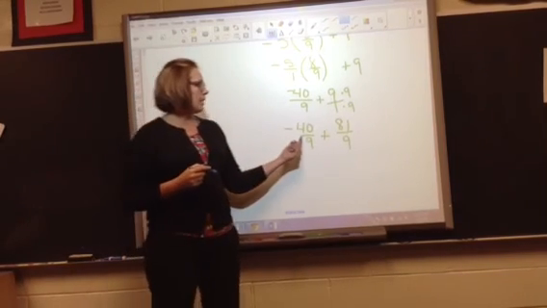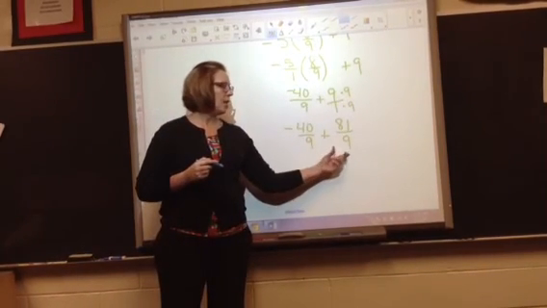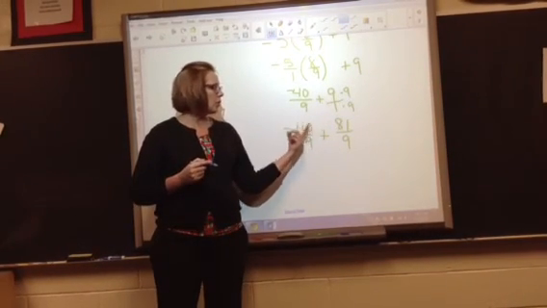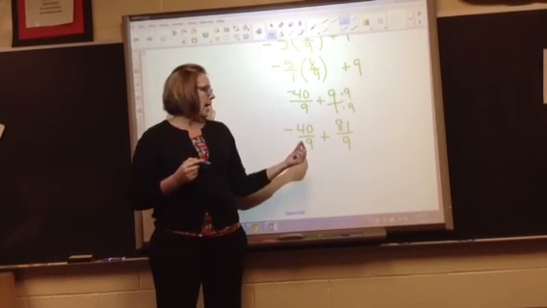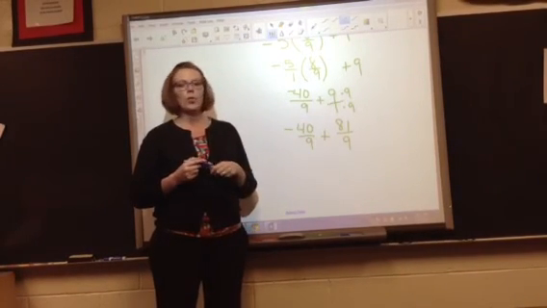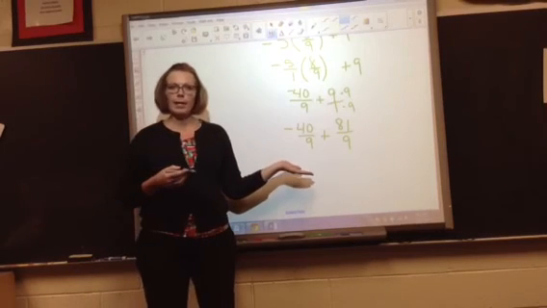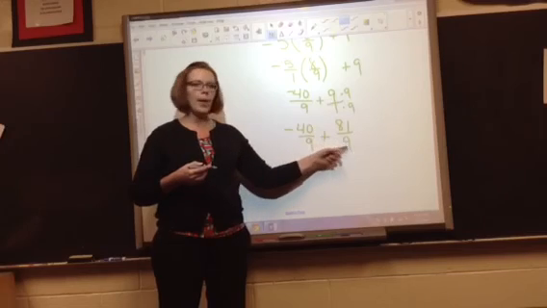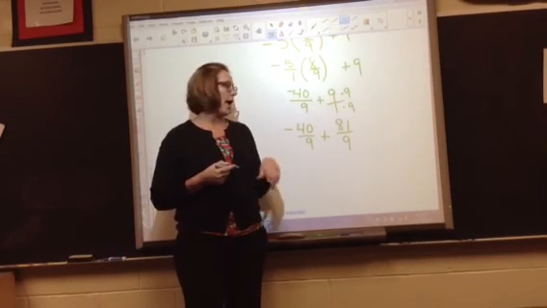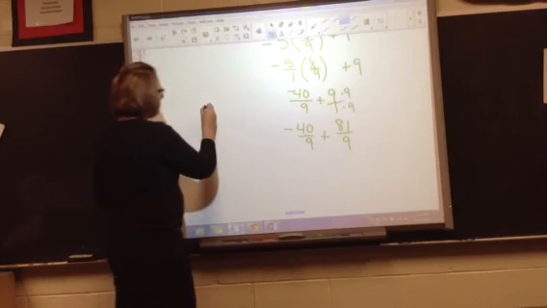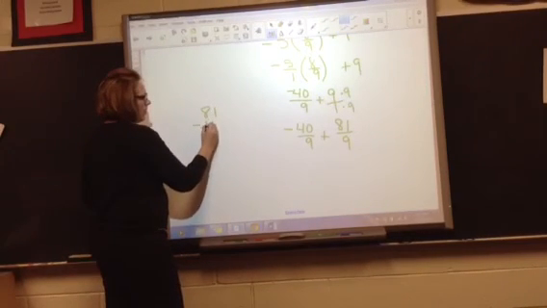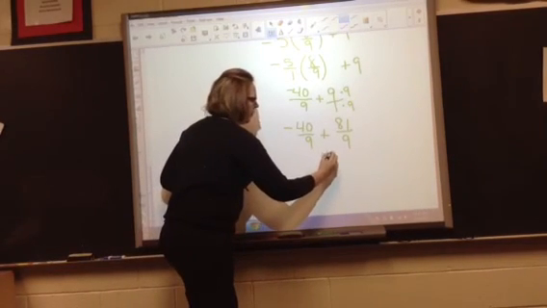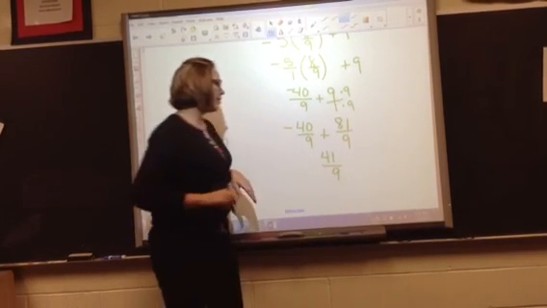So now, because my two fractions have the same denominator, I can add them together. I have two integers, or two signed rational numbers, a negative and a positive, so the rules that I learned for integers apply here. Same signs add and keep, different signs, a negative and a positive, different signs subtract. So I'm actually going to do my work right here. 81 minus 40 is 41. So 41 over 9, the denominator stays the same.